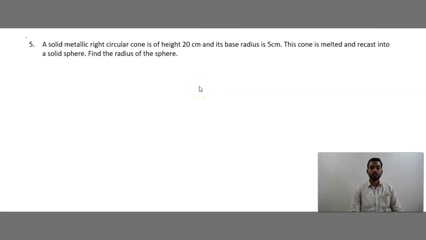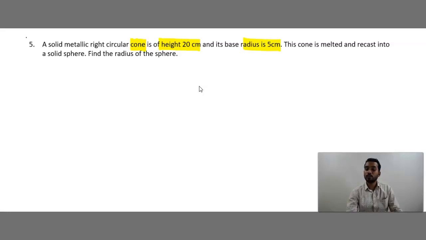We can see here the next problem, question number 5. A solid metallic right circular cone is of height 20 centimeter and its base radius is 5 centimeter. This cone is melted and recast into a solid sphere. Find the radius of the sphere. Okay. Here what is the question? A solid right circular cone. What is the height of cone? 20 centimeter. What is the radius of cone? 5 centimeter.